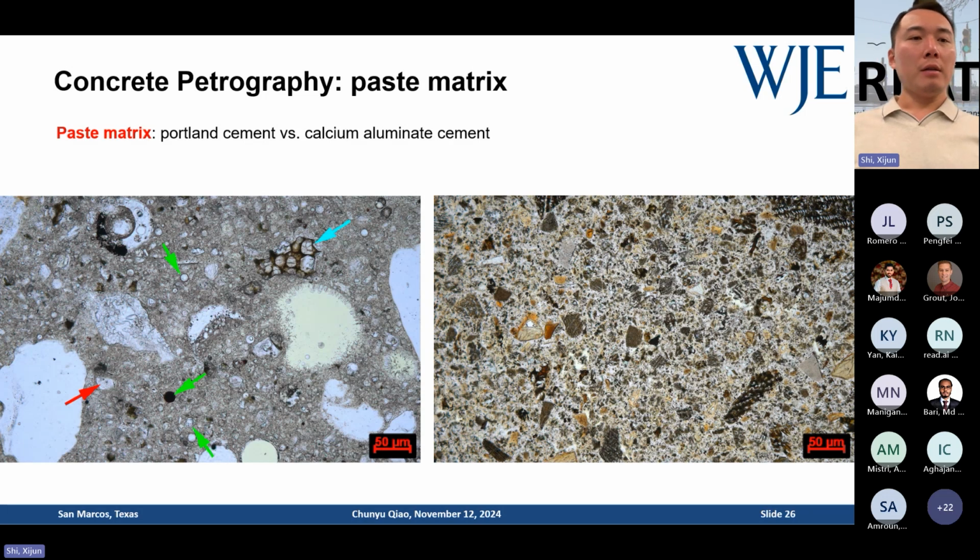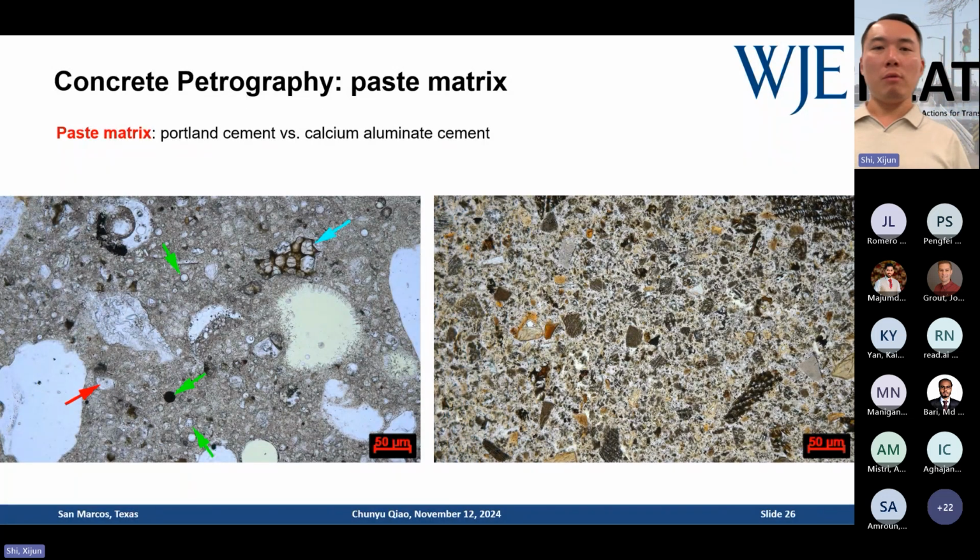So the green arrows, you see a whole bunch of green arrows pointing to those spherical particles, which is very typical for fly ash. So everybody knows fly ash is very, very fine, and fly ash has a lower water demand. Why is that? Because fly ash particles are very, very rounded, very, very spherical. So if you add those particles into your cement concrete, in water, those particles seem like they're lubricating the whole mix. So that's why people say fly ash tends to have a lower water demand. So under the microscope, you can literally see those rounded particles over there.